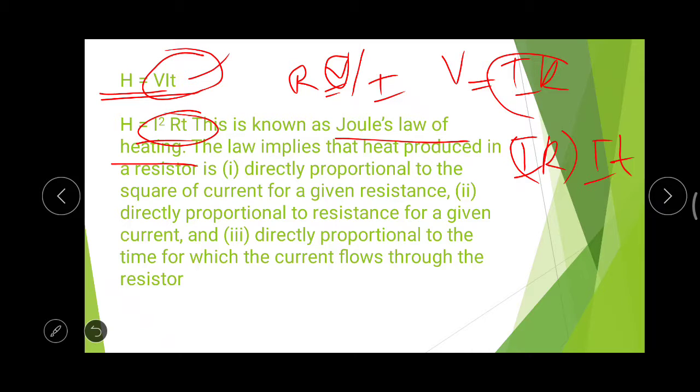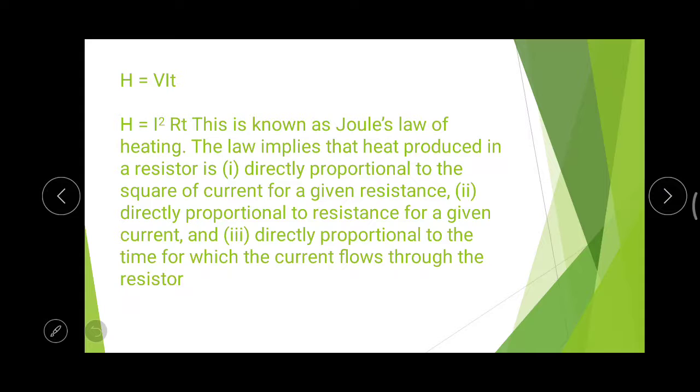So the heat produced in resistors will be directly proportional to the square of the current for a given resistance. For a given resistance value, the heat energy is directly proportional to I square, that is the square of the current. It is also directly proportional to the resistance for a given current, that is, for a constant current value. And it is directly proportional to the time for which the current flows through the resistor.